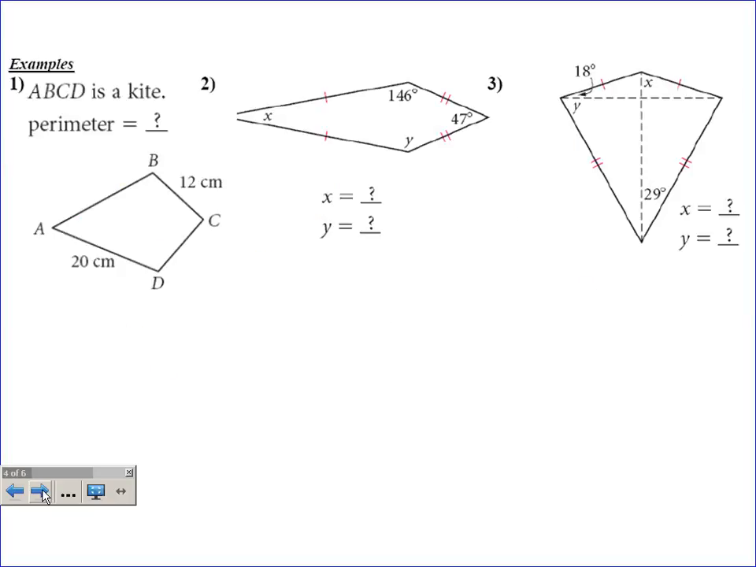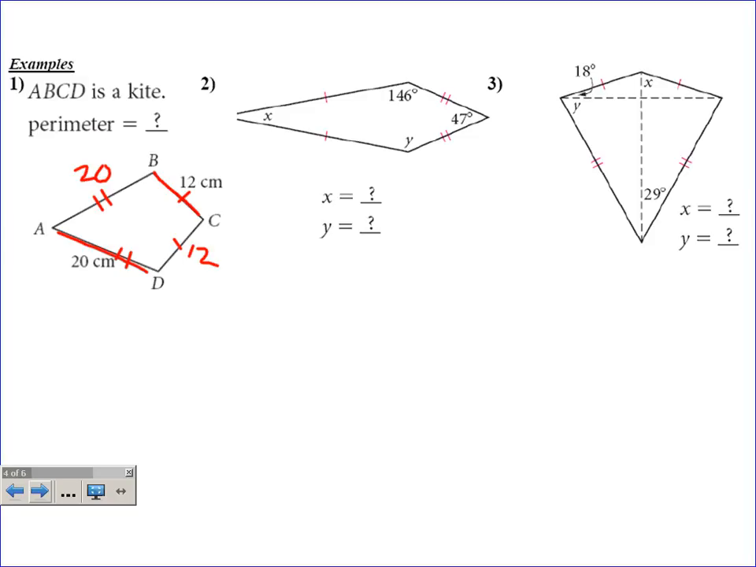Okay, let's look at how this applies. They're going to give us tons and tons of stuff, and we basically need to figure these out. So if we look at this kite, if we know BC is 12, what can we say about CD? It's also 12. If we know this is 20, how long is AB?